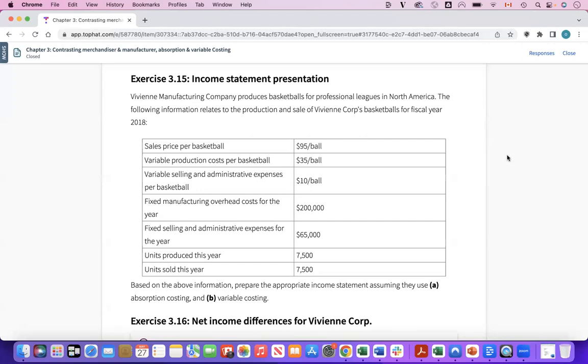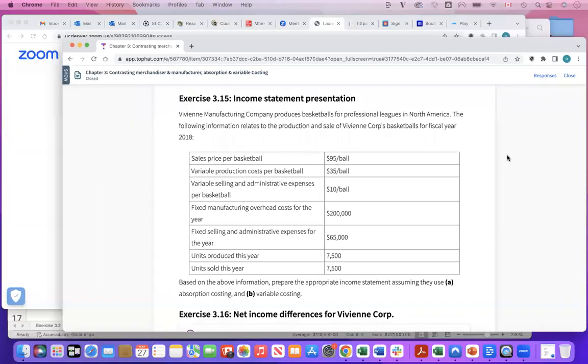7,500. So something there should kind of jump out, and I want you to start thinking like this. If I were to ever ask you, what is the difference in income between absorption and variable costing, it's all predicated on the difference between the number of units produced and the number of units sold. In this scenario where they're the same, you should get the same amount as far as income. So just a heads up there. But we want to prepare an income statement for Vivian Corp under both scenarios, under absorption costing and under variable costing.